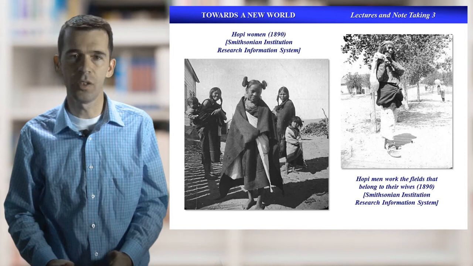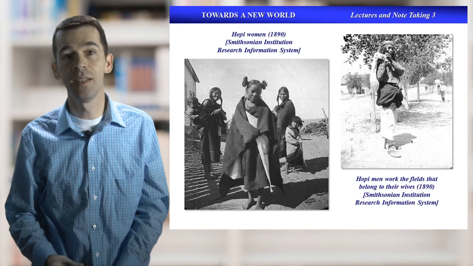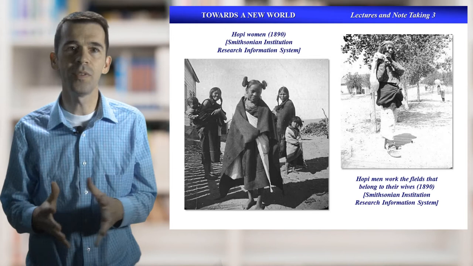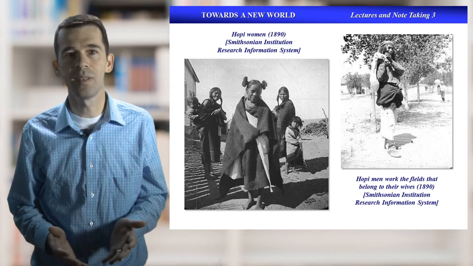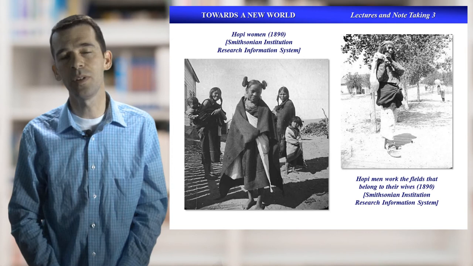Among the Hopi, for example, women own the land and the homes and all the food grown on the land. When a Hopi man marries, he moves into his wife's home and works for her. If she becomes dissatisfied with him, she can always divorce him. And because everything belongs to her anyway, divorce could be as simple as throwing her husband's things out. He has no choice but to collect his things and go back to his own family.